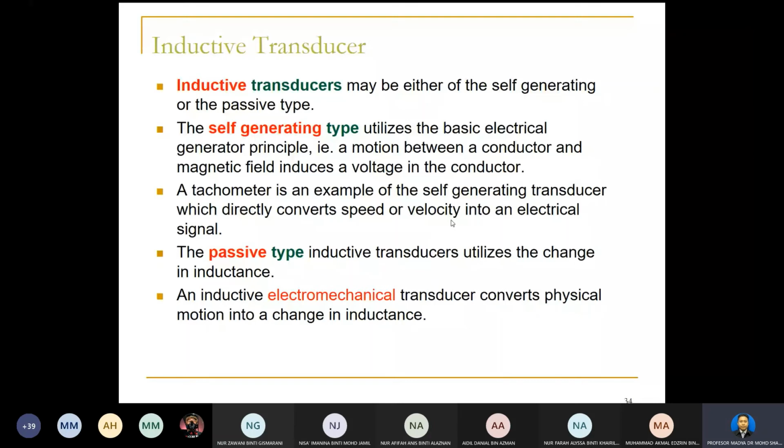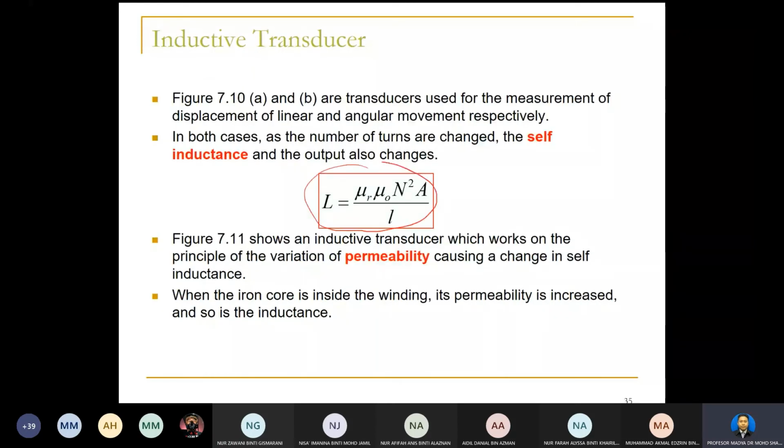Okay, the passive type inductive transducer utilizes the change in inductance. The inductive electromechanical transducer converts physical motion to a change in inductance. So this is the formula to calculate the inductance: mu r multiplied by mu naught multiplied by N squared, where N is the number of turns, multiplied by the area and divided by the length. This is the formula for calculating the inductor.